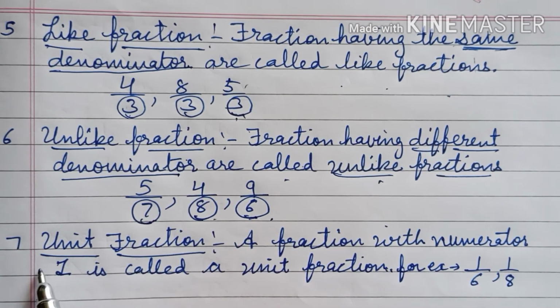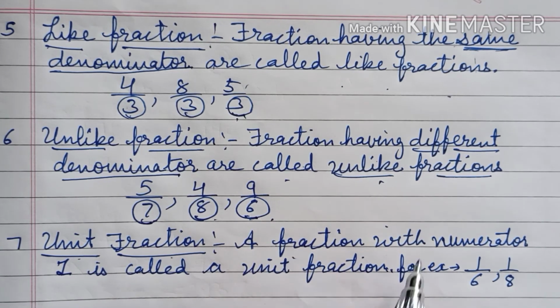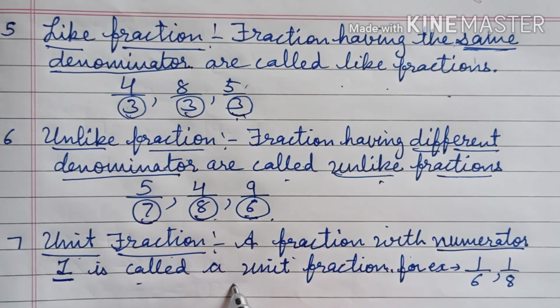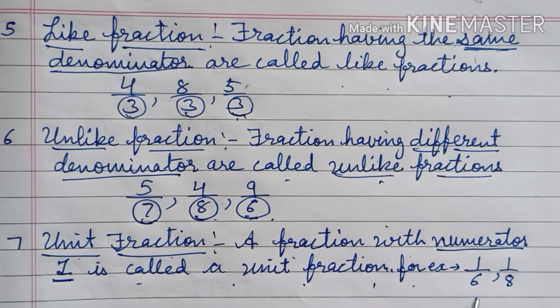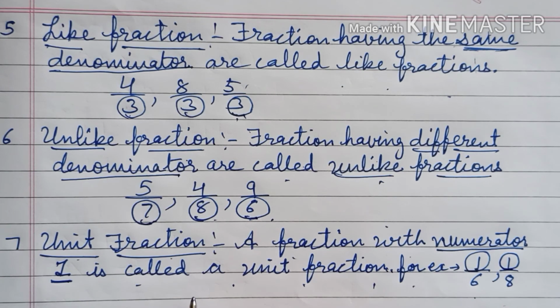Number 7, unit fraction. A fraction with numerator 1 is called a unit fraction. For example, 1 upon 6, 1 upon 8. On both sides we have 1 as the numerator, so it is a unit fraction. Hope you all have understood these important points.